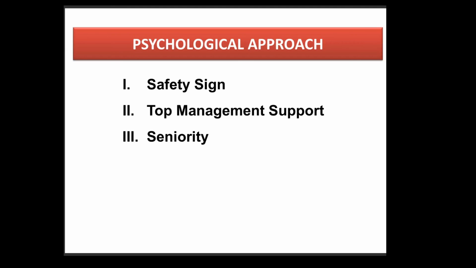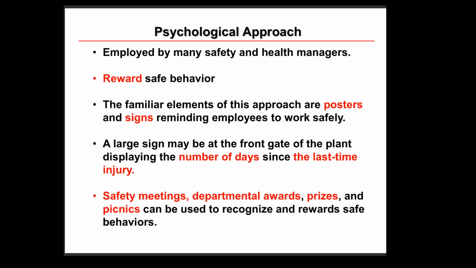Second is the psychological approach. The psychological approach includes safety signs, top management support, seniority. These are the three elements of a psychological approach, employed by many safety and health managers. Reward safe behavior. The familiar elements of this approach are posters and signs reminding employees to work safely. A large sign may be at the front gate of the plant displaying the number of days since the last lost time injury. Safety meetings, departmental awards, prizes, and picnics can be used to recognize and reward safe behavior.